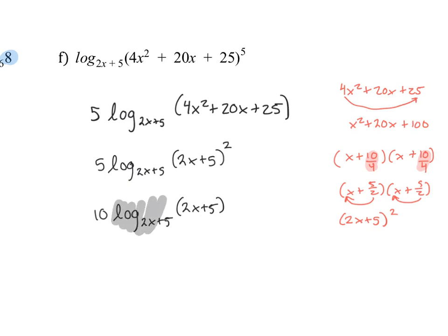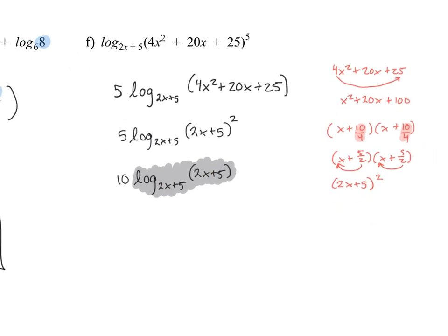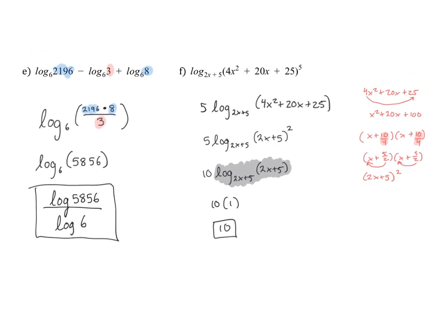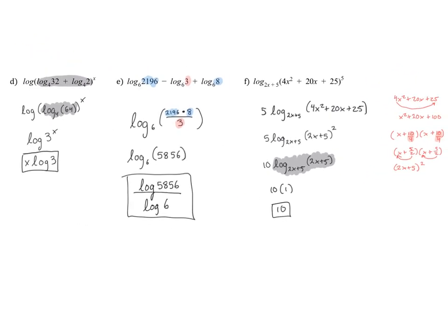And then notice here we can actually evaluate this because our base and this value are the same, which means it should always simplify to 1. So 10 times 1 is simply 10. So something that looks really scary, like we shouldn't be able to simplify it by hand, we actually can by using our properties.